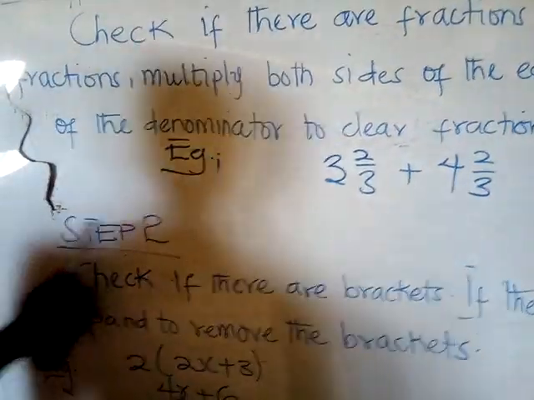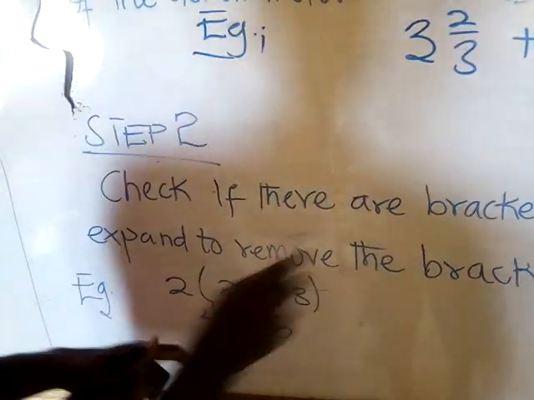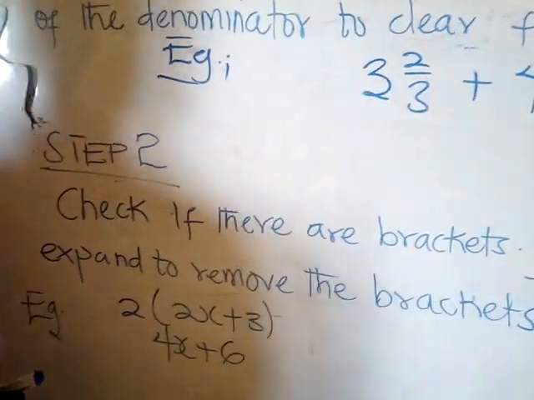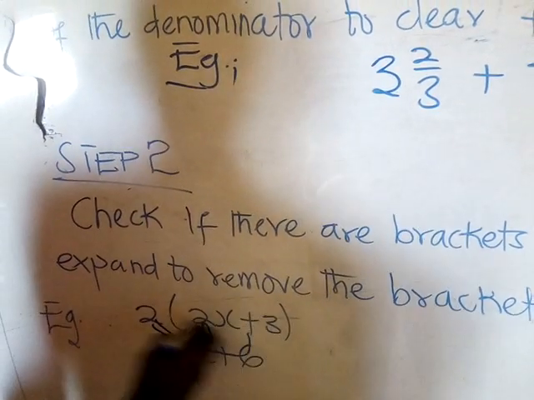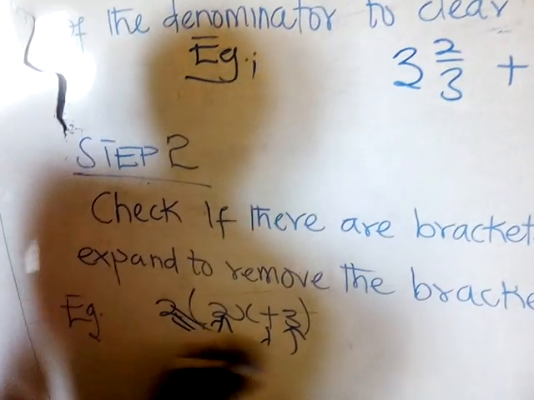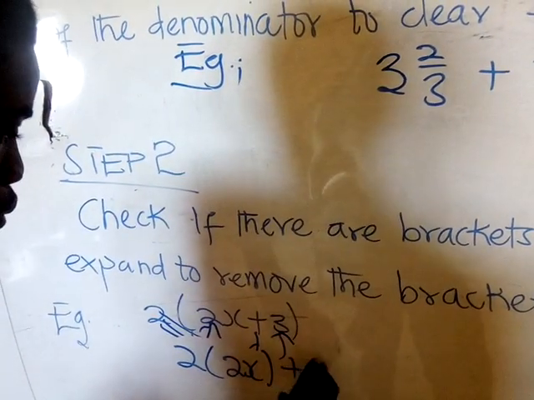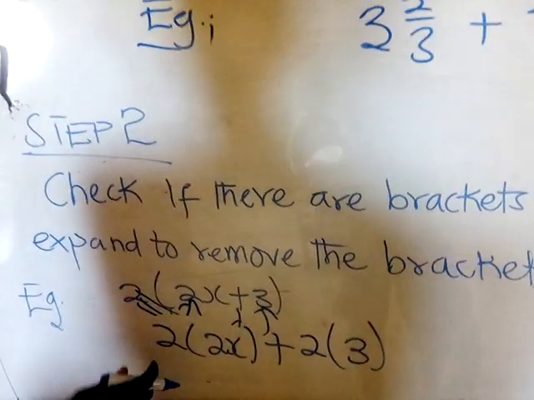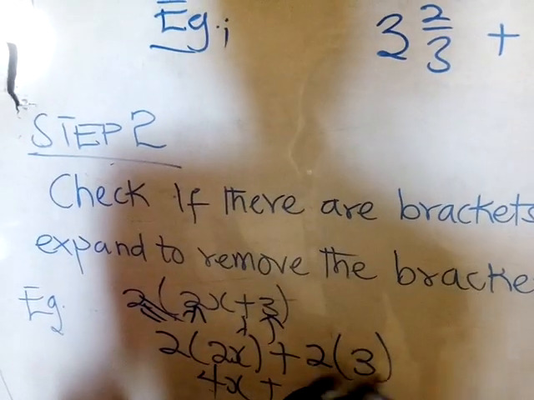Okay, step 2. Check if there are brackets. If there are brackets, expand to remove the brackets. So we have an example like 2 bracket open 2x plus 3. Here the question said if there are brackets, we should expand the brackets. So 2 multiplied by 2x, and plus 2 multiplied by 3. 2 multiplied by 2x is 4x, plus 2 multiplied by 3 is 6.